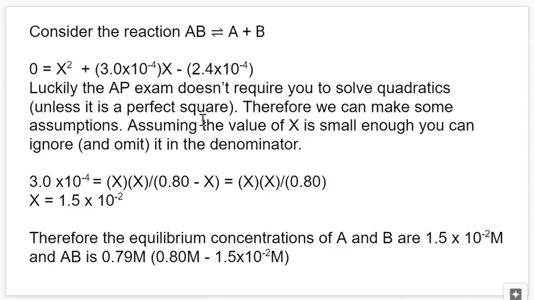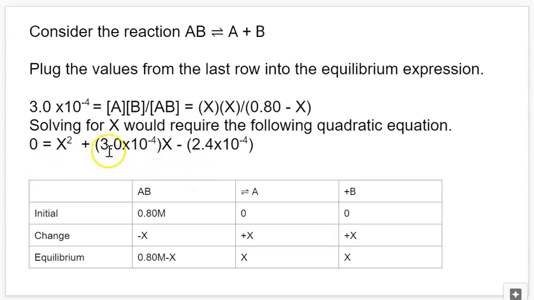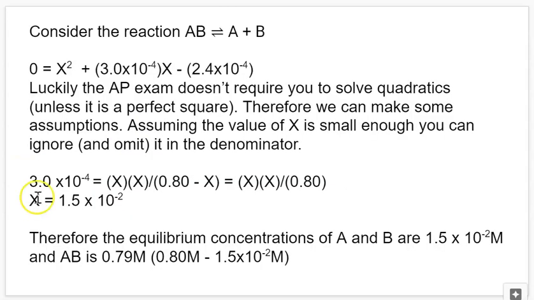And the assumption we're going to make is that the value of x is going to be super small relative to the other values. The amount that we're going to lose of our reactant, especially since the reaction constant is 3.0 times 10 to the negative 4, which means it's pretty reactant favored, we can assume that we're not going to lose very much of it, and the value is going to be negligible. So in the denominator, the amount that the reactant is losing is going to be negligible relative to the amount that we start with. So this minus x in the denominator, we're going to ignore and omit.